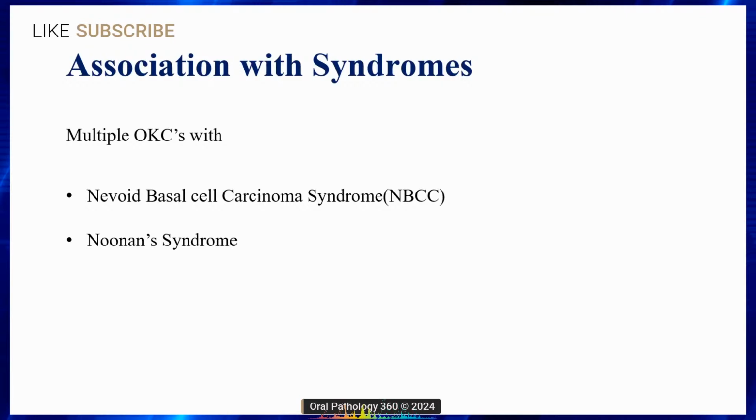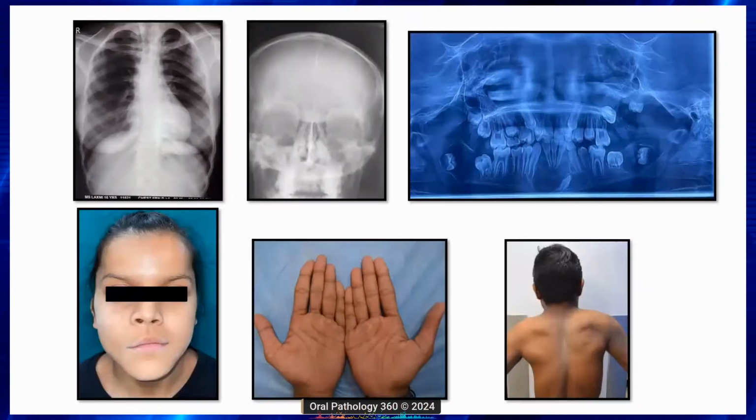These can be found in association with syndromes like nevoid basal cell carcinoma syndrome and Noonan syndrome, along with other features. And in these syndromes, they are present in multiple sites. The features of these syndromes are bifid rib, calcification of the falx cerebri, hypertelorism, frontal bossing, palmar plantar pits, then multiple nevi, etc. So along with that, you can find multiple odontogenic keratocysts at multiple sites in the mandible as well as in the maxilla.